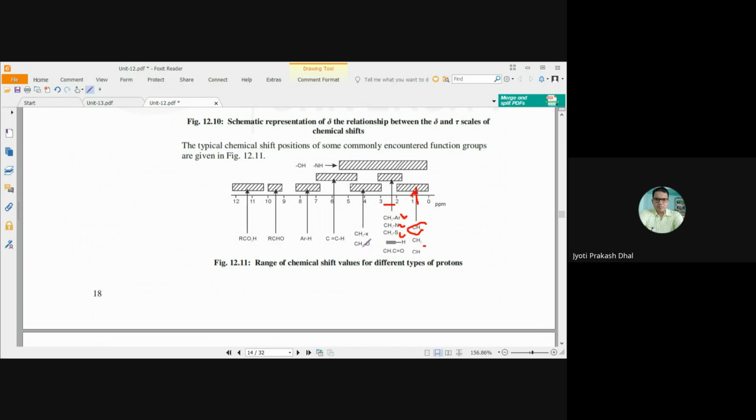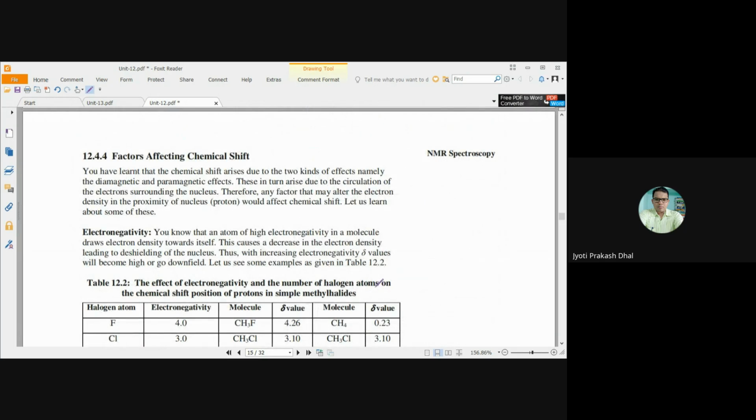And if the carbon is attached to a halogen atom or oxygen atom, that will fall just above 4. And if a double bond is there, that will fall near 6. If an aromatic hydrogen is there, that will be 7 to 8. For an aldehydic proton, that is 9 to 10. For carboxylic acid, that is 10 to 12. So these are the different ranges of chemical shift values for different types of protons.